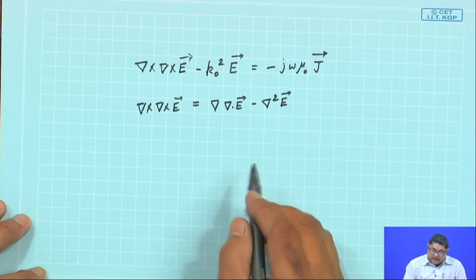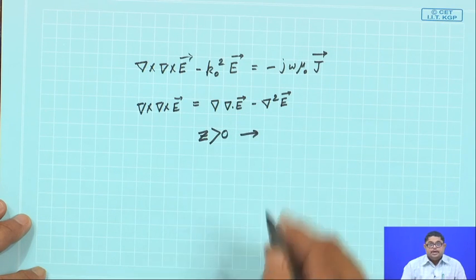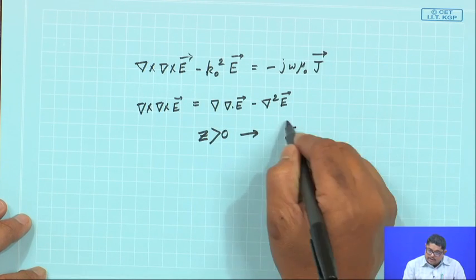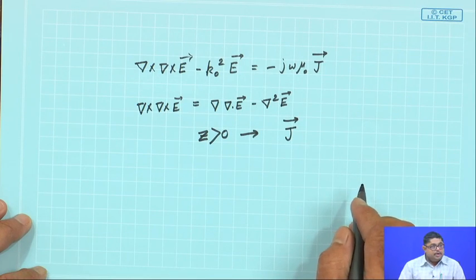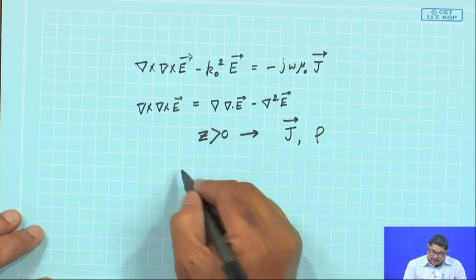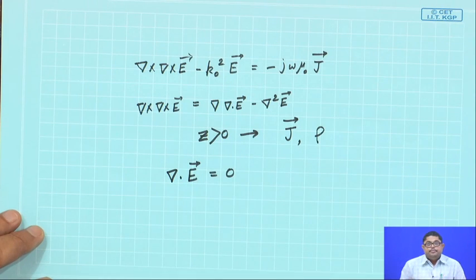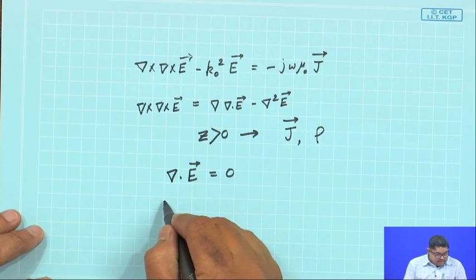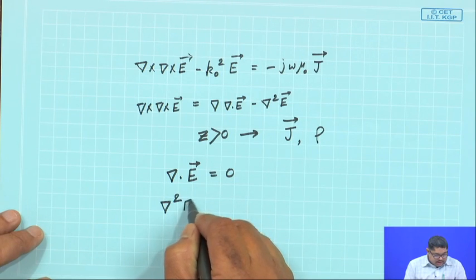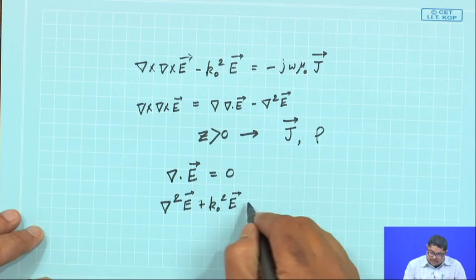Okay. And I am interested in the region z greater than 0. So it is a radiated zone. So there J is zero, there is no conduction current, and also there is no charge density. So I can write del dot E is equal to 0, and from this equation, del square E plus k naught square E is equal to 0.